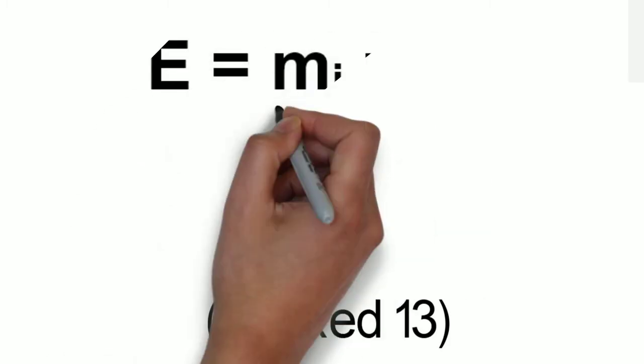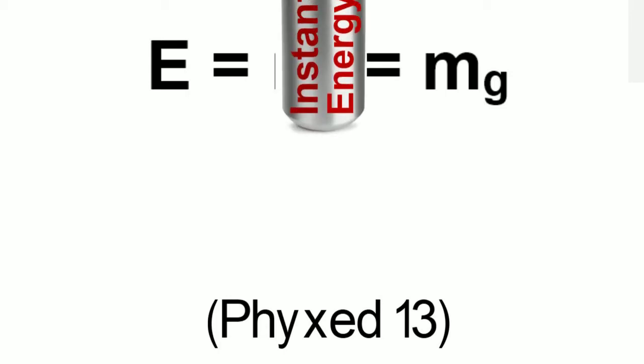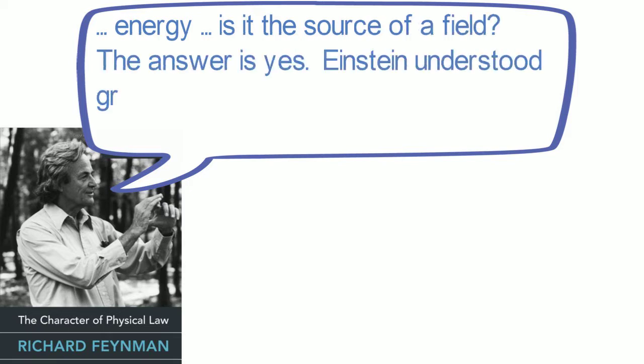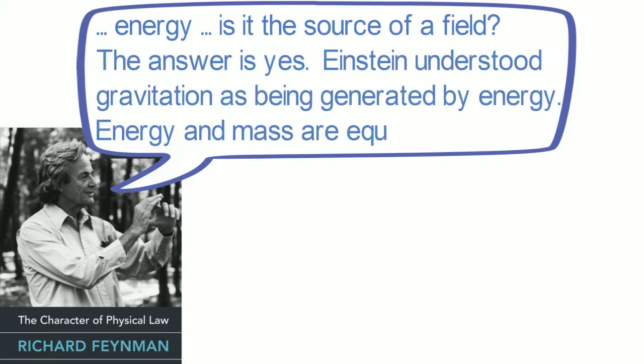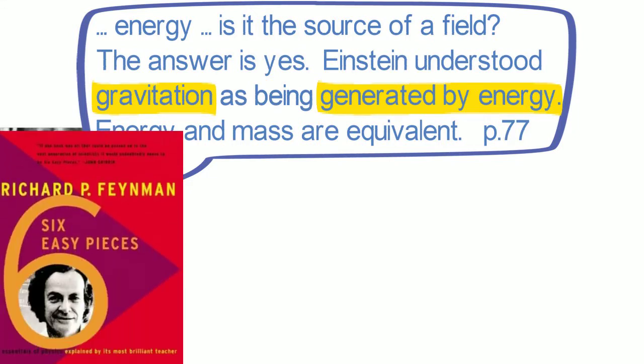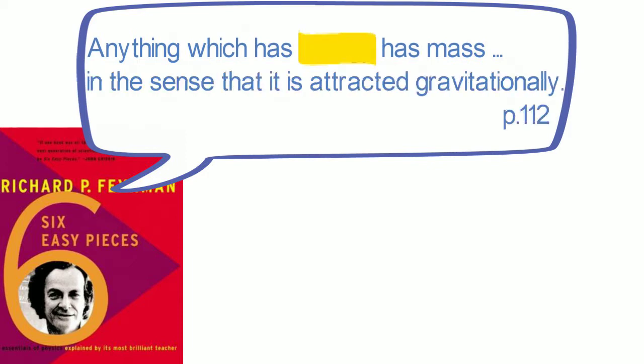Einstein famously equates this with energy and inertial mass. This episode deals with the former. Feynman asks, energy, is it the source of a field? The answer is yes. Einstein understood gravitation as being generated by energy. Energy and mass are equivalent. Anything which has energy has mass, in the sense that it is attracted gravitationally.